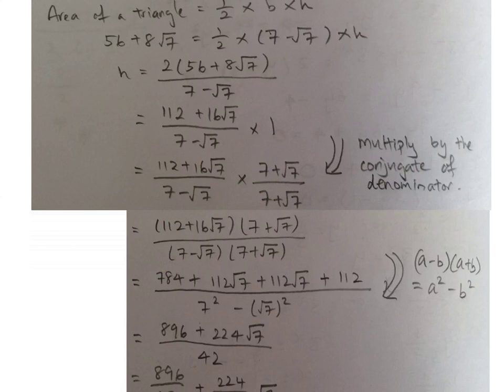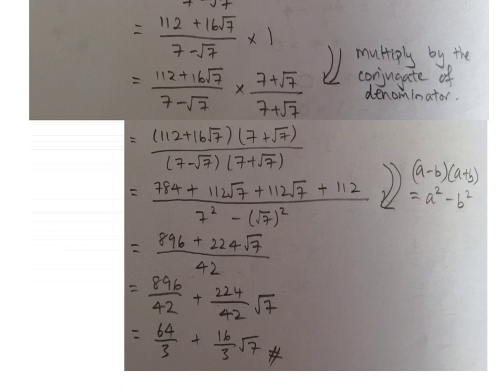Alright, so for the next step, I will have to expand out my numerator into something like this. Bear in mind for my denominator, this is actually a special product: a minus b multiplied by a plus b. We know that it's a squared minus b squared. In this case, your a will be 7 and your b will be square root 7. So we will simplify the numerator to be this, and the denominator, you can use your calculator to help you, is actually 42.